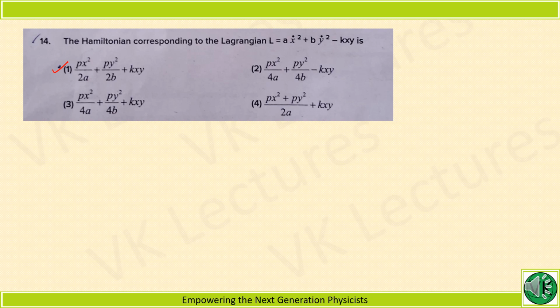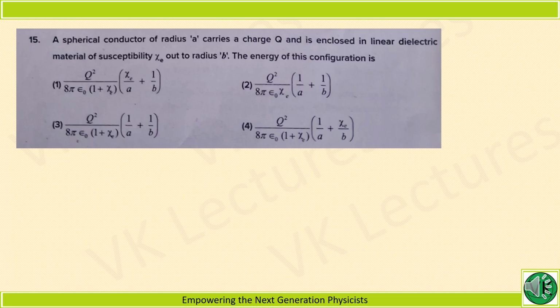Answer is option 1. A spherical conductor of radius a carries a charge q and is enclosed in a linear dielectric material of susceptibility chi e out to radius b. The energy of the configuration is q square by 8 pi epsilon naught into (1 plus chi e) into (1 by a plus 1 by b). The option is option 3.